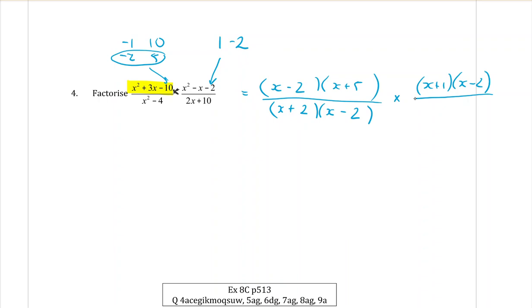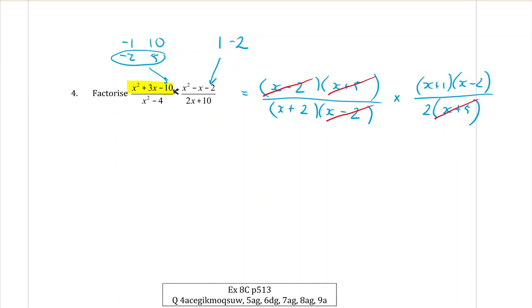On the bottom, it's not a quadratic, there's no squared there, but there is a common factor of 2 that I could take out of both of those terms. So bringing the 2 out, I would get x plus 5. If everything is factorized, you can cancel common things anywhere from the top with anywhere on the bottom. So the x minus 2, I could cancel with that x minus 2. That x plus 5 could cancel that x plus 5. x plus 2, no, that can't cancel. That's all I can cancel.